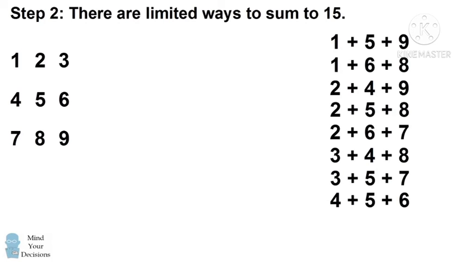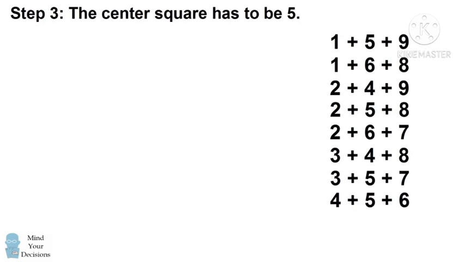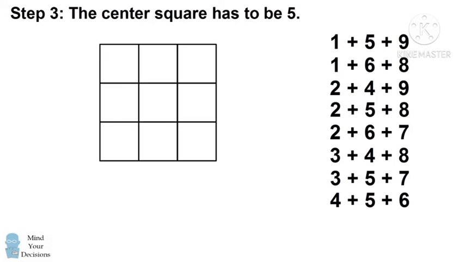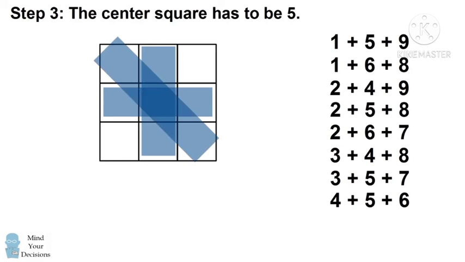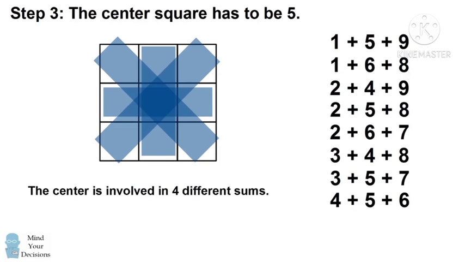I'm going to put those sums to the side, but this is the crucial step in the proof. We're actually going to be able to deduce a lot from it. For example, this will be able to tell us the center square has to be 5. The center square is involved in the middle row sum, it's involved in the middle column sum, and it's also involved in the sum of each of the 2 diagonals. So the center square is involved in 4 different sums of numbers.